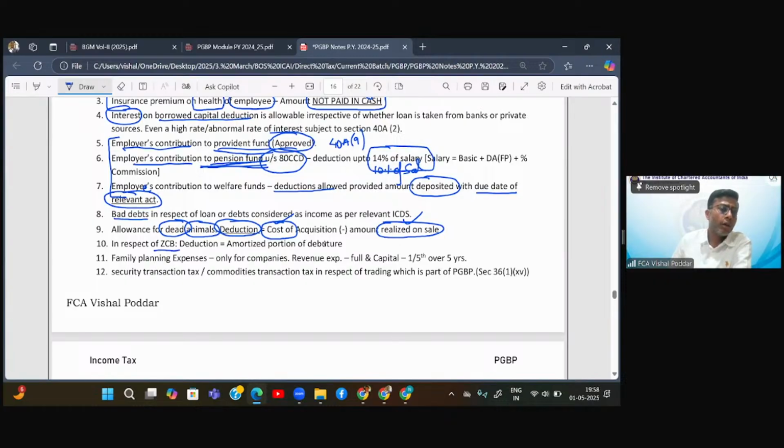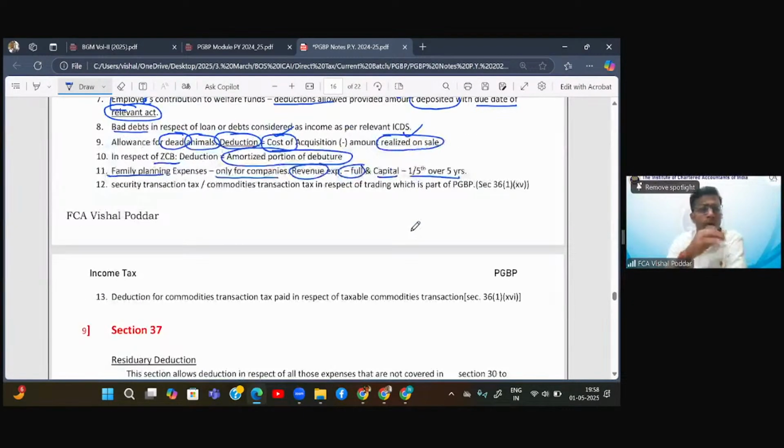Next, where you have issued a zero coupon bond, whatever is the implied discount, that discount is amortized over the period of the life of this bond and it is allowed as deduction. Family planning, we have already studied, it is allowed only to companies. Revenue expenses allowed full, capital will be allowed over 5 years.